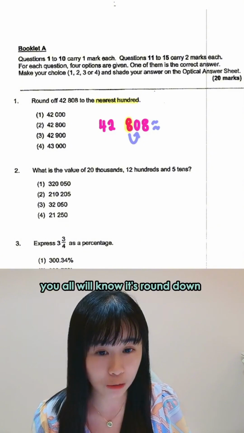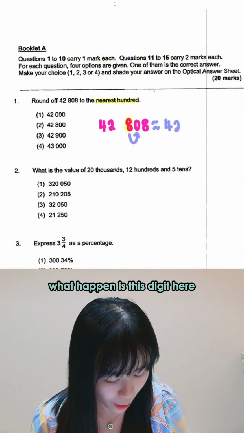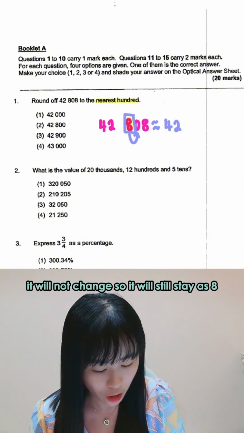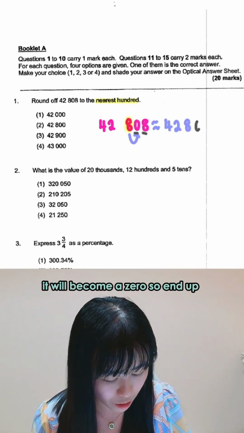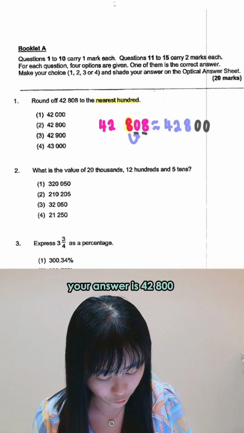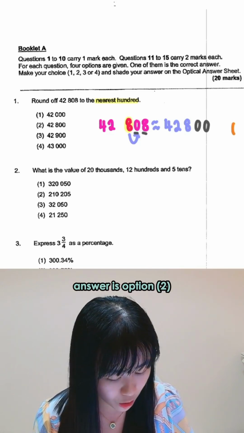You all will know it's round down, right? So if it's round down, what happens is this digit here will not change. It will still stay as 8, and then everything behind here will become a 0. So in the end, your answer is 42800. Answer is option number 2.